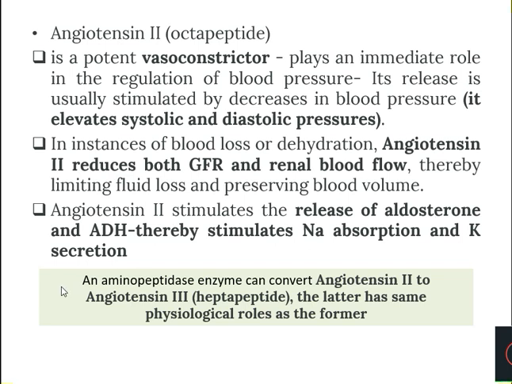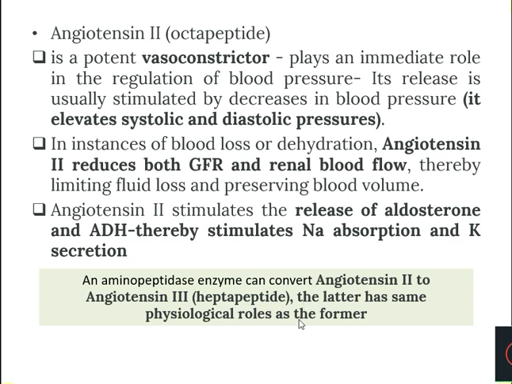There is one more component which is called angiotensin 3. That is, there is an aminopeptidase enzyme which can convert angiotensin 2 into angiotensin 3, which is a heptapeptide having 7 amino acid residues, but it is subserving the same function as angiotensin 2 does. So it will be produced in small amounts. The majority of the role is taken up by angiotensin 2, but some amount of angiotensin 2 is converted to angiotensin 3, which has the same physiological role as the former.